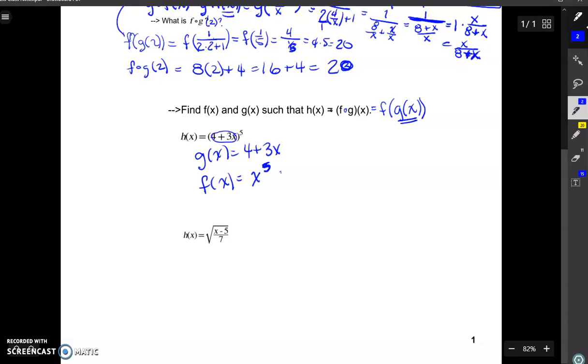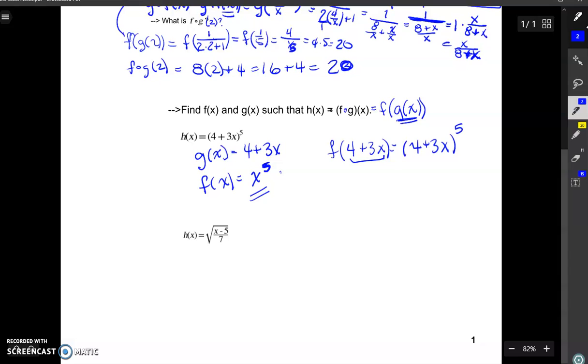So when we combine those, this is our answer, but just to show you how this does result in the function that we're looking for. Remember, f of g of x means that we're taking f of whatever the result of g of x is. And we just said f of x means we're taking the 5th power of whatever's in here.